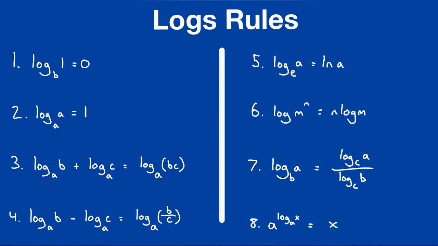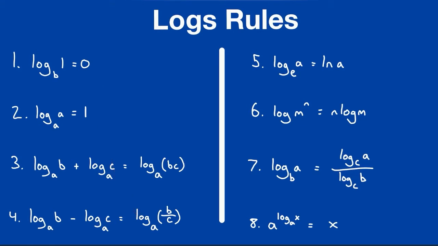Now the fifth rule is that any log with the base of e, which is a number on its own, whatever the argument inside, it'll turn into a natural log, which is ln. So log e of 5 is ln of 5. Log e of 7 is ln 7. This natural log is a separate identity of its own, and it follows all the rules we've mentioned here.